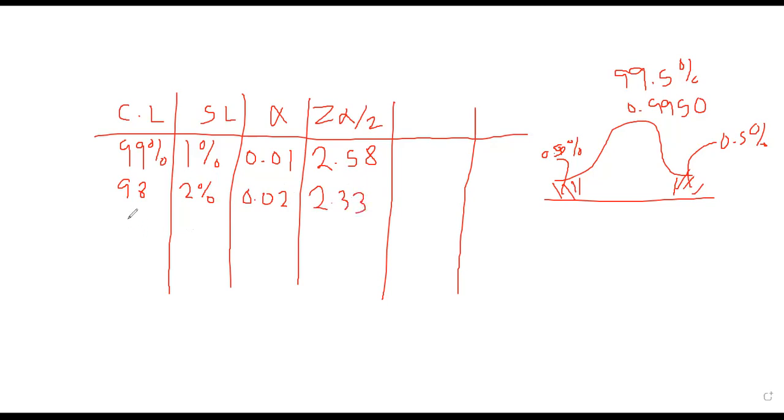Then we also have 95%. Then here we have 5%. The difference from 100, these two must add up to 100. Then this is 0.05. And this is 1.96.